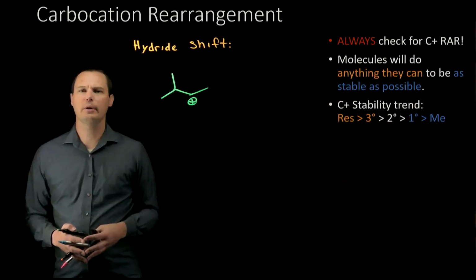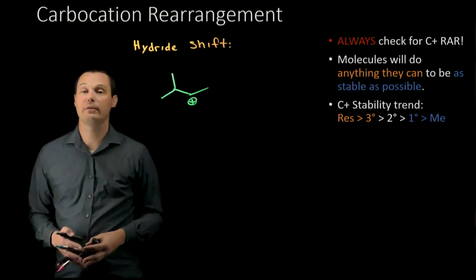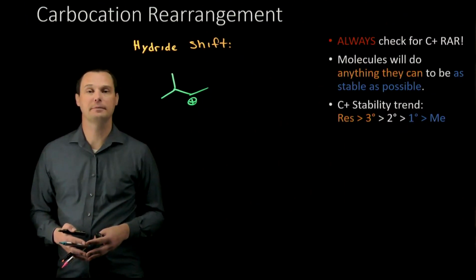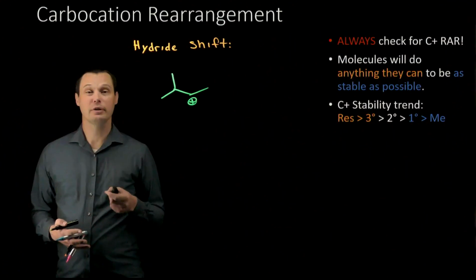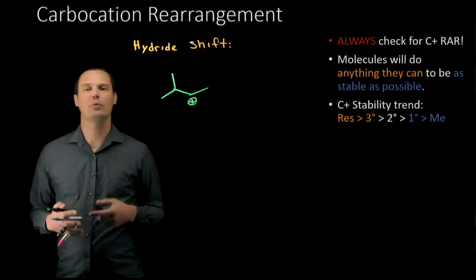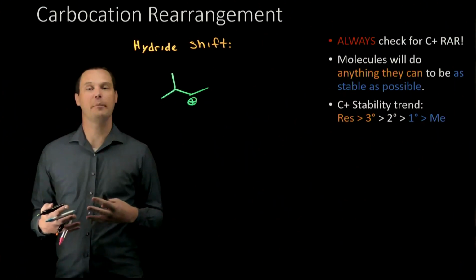This isn't a video about carbocation stability trends. I have a separate video that I've linked down below. But we have to know which carbocations are more stable than which other carbocations. Any carbocation can rearrange. The question is, will it become more stable after it rearranges? Not all carbocation rearrangements that can happen will happen.